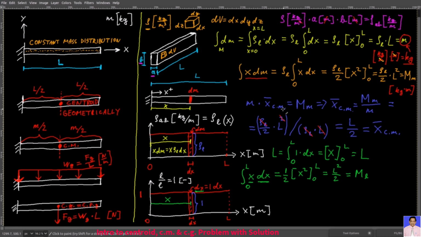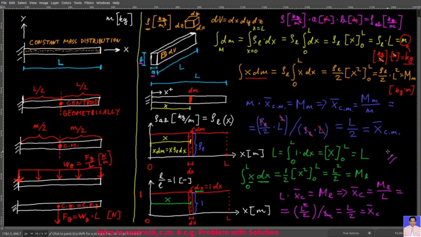And then, just like with the center of mass, you have L times x bar c equals ml, x bar c equals ml over L, so you have L squared over 2 divided by L. You can get rid of this L and this power, and you will have L over 2, which would be your centroid. But as you can see, the centroid had nothing to do with density.